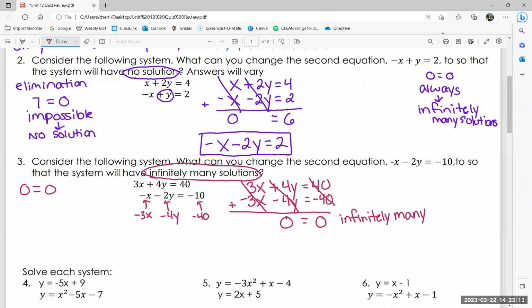So to answer the question of how to change the equation, I'm going to change it so that it says negative 3x minus 4y equals negative 40.